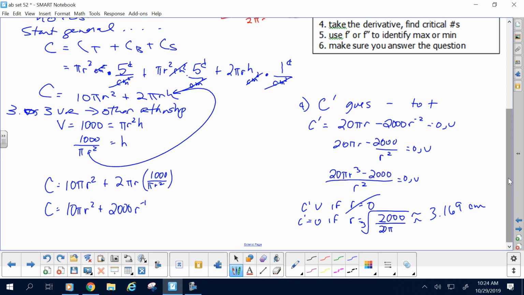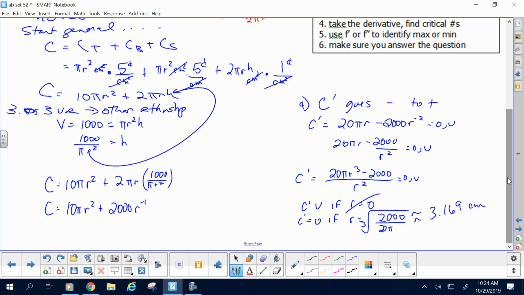So just before this, say at 1, what kind of C prime would I get, a negative or a positive? If R is small, then subtracting 2,000 takes effect, and I get a negative. And if R is big, then this is bigger, it beats the 2,000, and I get a small positive. So did C prime go negative to positive? Yep. Is that a min? Yeah. Now you don't have to show that, but you should always investigate to make sure you found a min, not a max. All right, now we just have to answer the question.